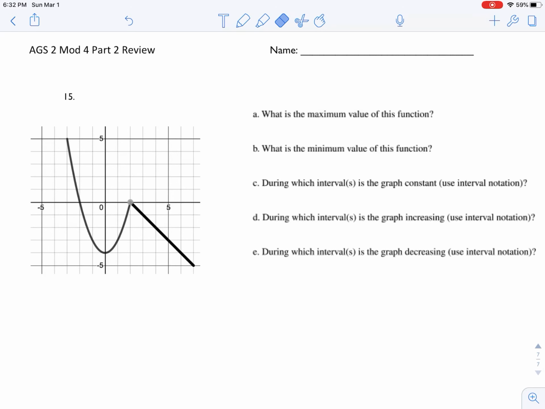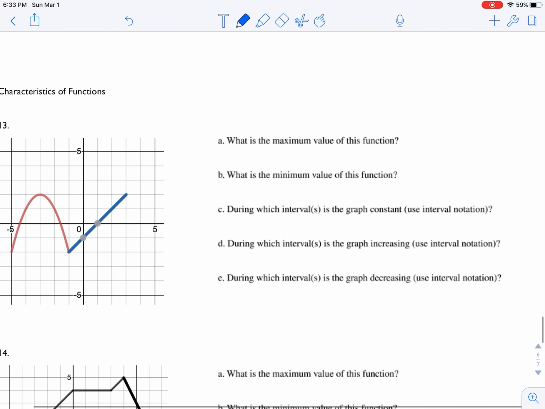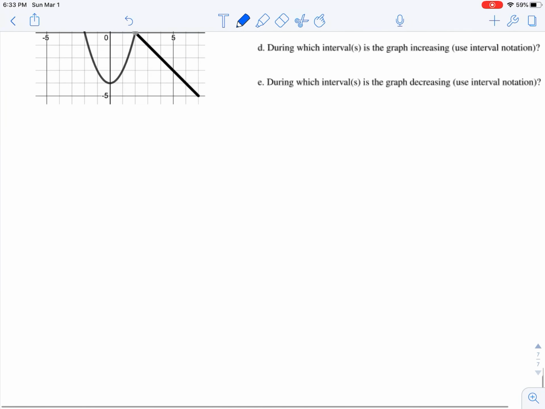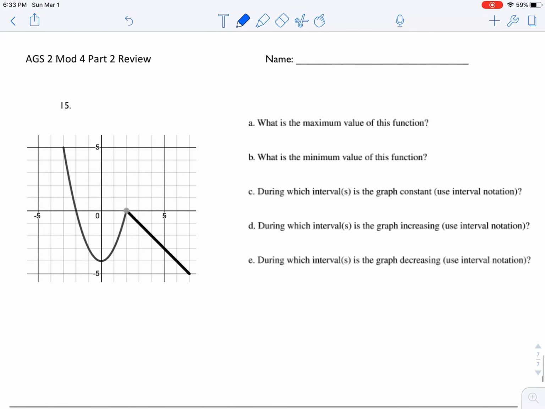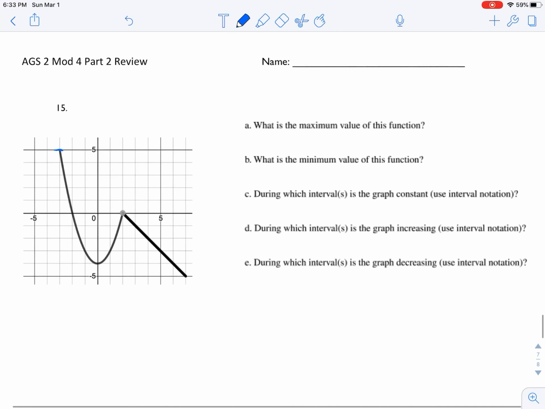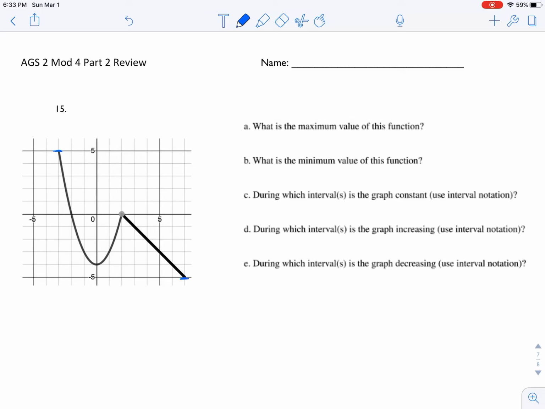What is the maximum value of the function? So I'll reiterate this on the test, but let's see, are these going on forever? So I'm going to say that this graph is stopping here because it does not have an arrow, and it's stopping here. So the maximum is the highest value. So the highest value is the point -3, 5. The minimum value is the point 7, -5.